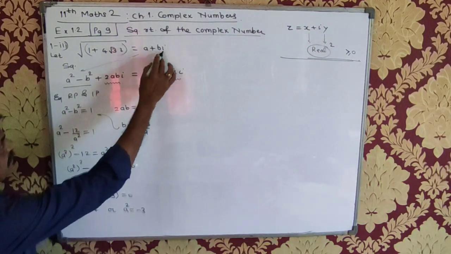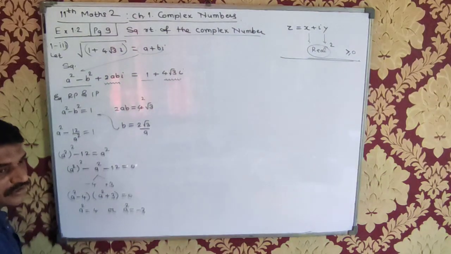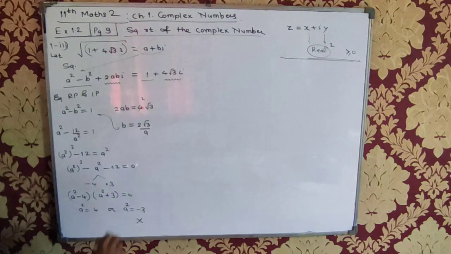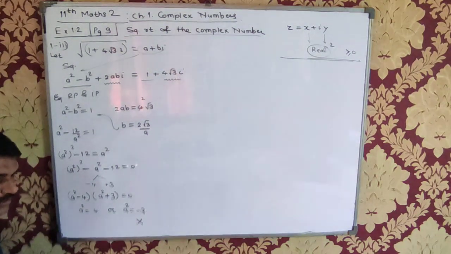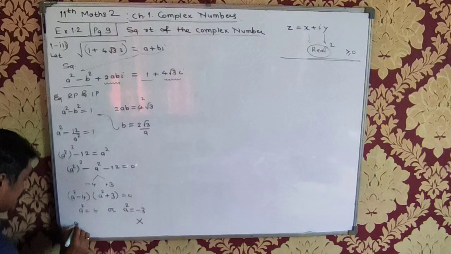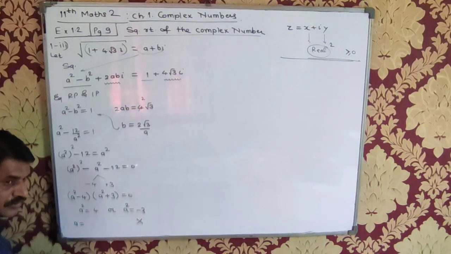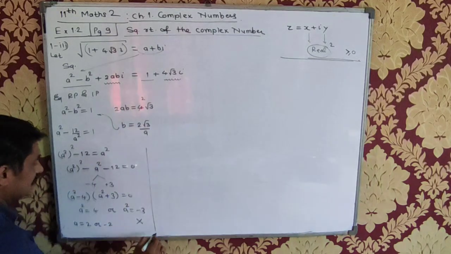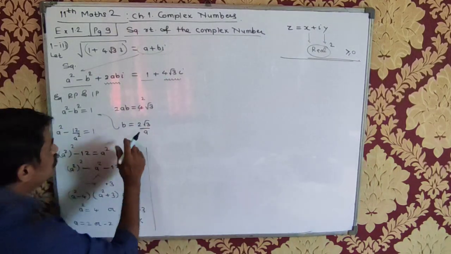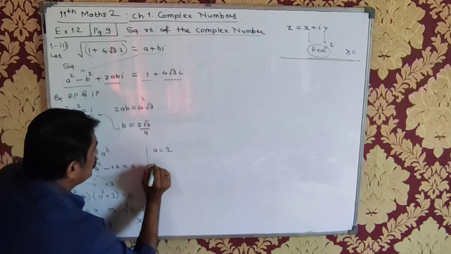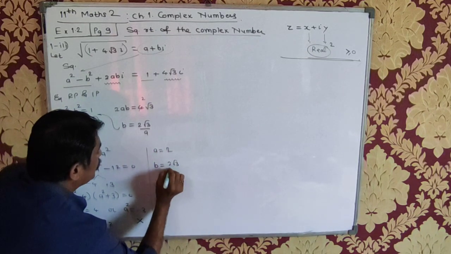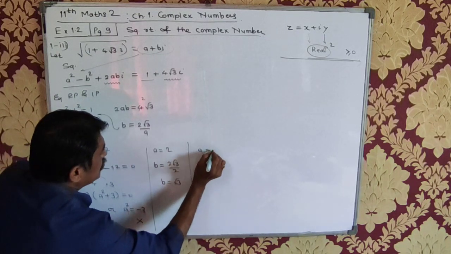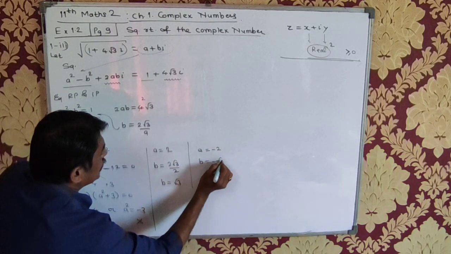But a and b are real numbers, so its square cannot be negative, rejected, as I told you. So a can be this value. Therefore, what are the possible values of a? a is equal to 2 or minus 2. So when a is equal to 2, b is equal to 2 root 3 upon 2, so b is equal to root 3. And when a is equal to minus 2, b is equal to minus root 3.